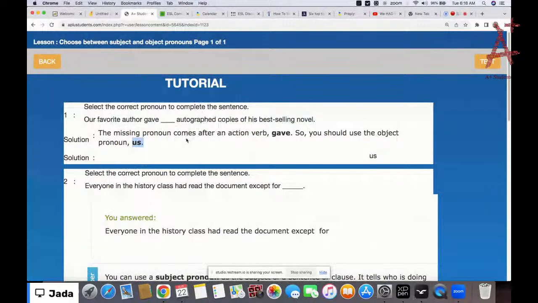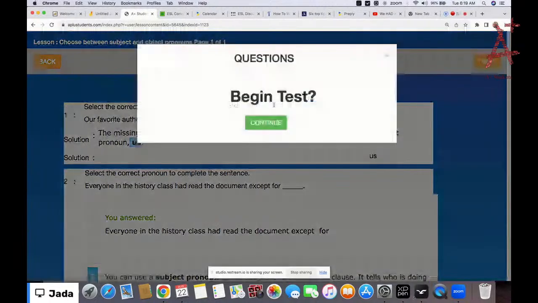And if you can see, object pronoun us here, and there's an action verb, gave. You know the action of giving, okay? So you're doing something, you're doing an action, you're giving to people. So maybe you're moving around to give to them. So give is the action verb, and then the object pronoun us. Okay? So let's try the test.